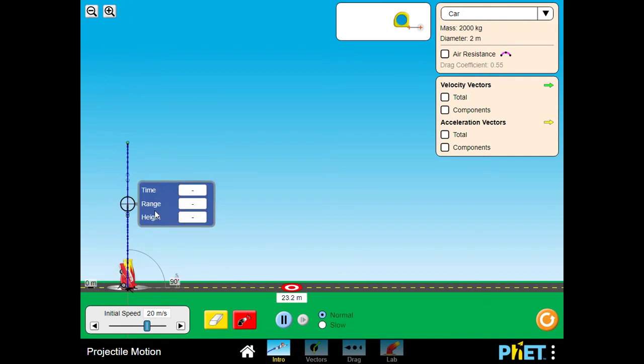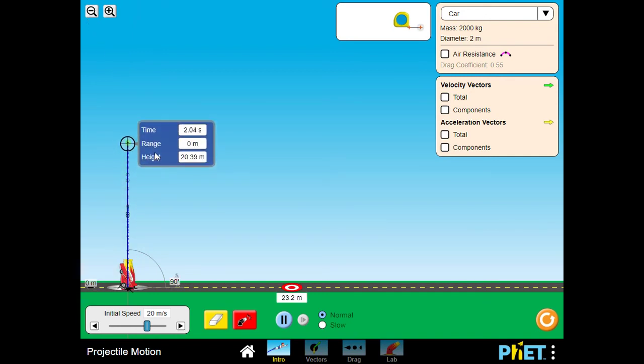It reaches 20.39 meters in 2.4 seconds. When we increase the velocity, the maximum height also increases.